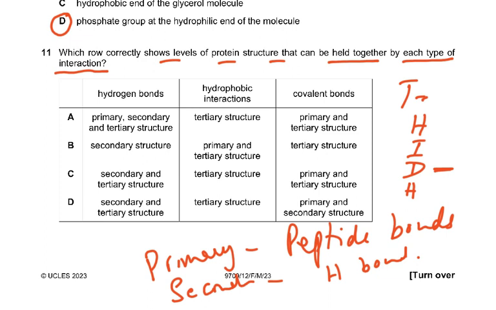If you look at it very carefully, the answer is C. Why? Because hydrogen bonds are present in the secondary structure and in the tertiary structure. Hydrophobic interactions are only present in the tertiary structure. And covalent bonds are the peptide bonds, which are present in the primary structure, and the disulfide bond, which is in the tertiary structure. So that is why this was the answer.